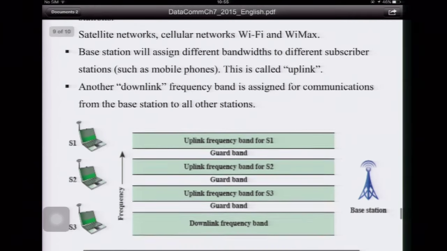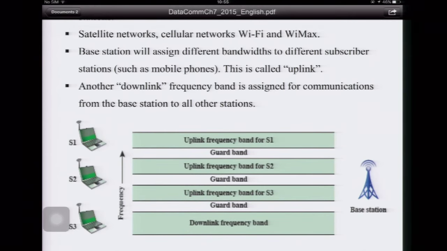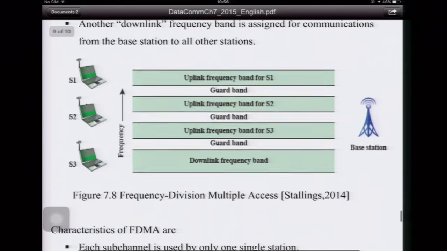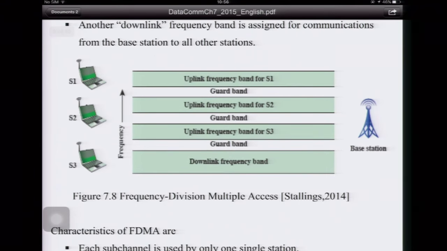This is called the uplink frequency. And there is another, the downlink frequency, that is assigned for communications from the base station to all other stations. So basically you have many uplink frequency bands, but only one downlink frequency band. The uplink bands are for S1, S2, S3, and there is one downlink band. In between the frequency bands there are guard bands, so that the spectra do not interfere with each other.